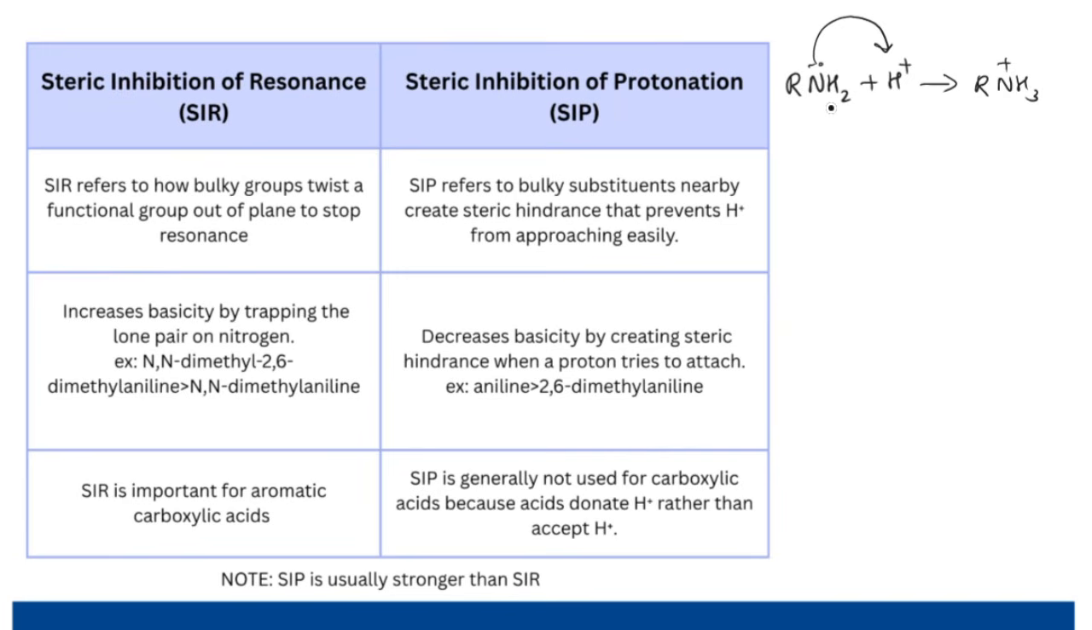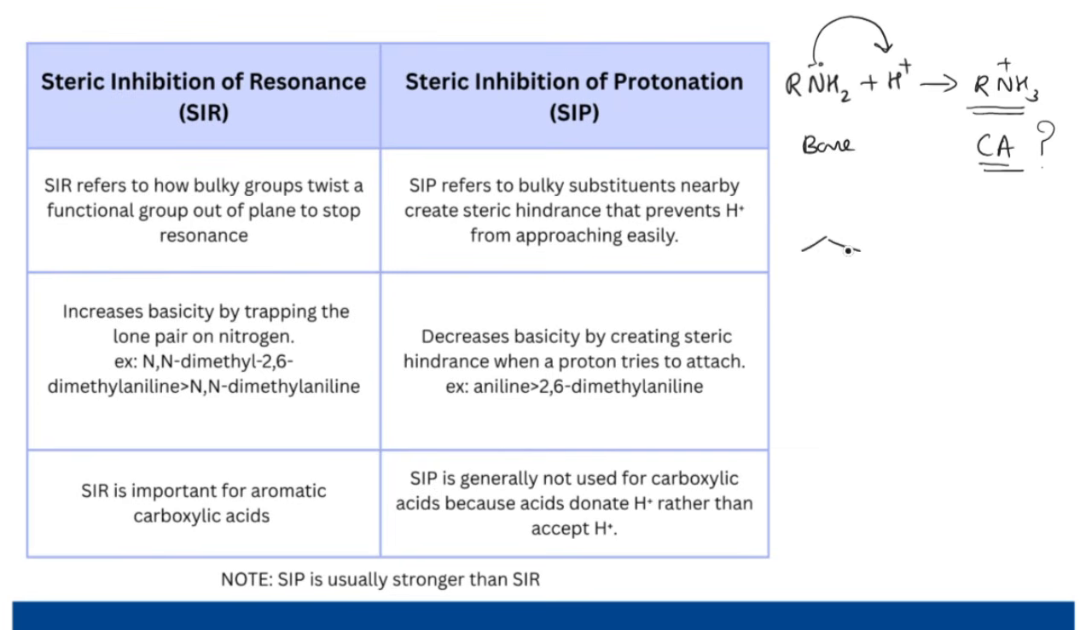So the capacity to accept the proton depends on how stable the conjugate acid is. If this is the base, then it is going to form a conjugate acid, right? So how stable is this conjugate acid? The better the stability of the conjugate acid, the corresponding base will be a stronger base.